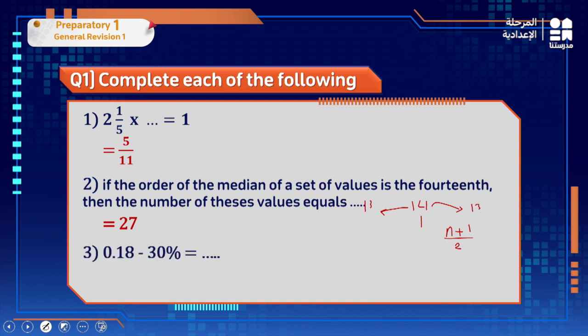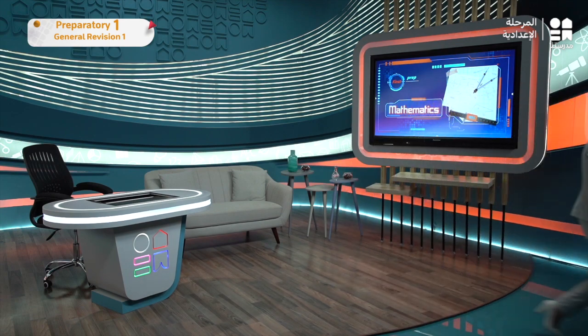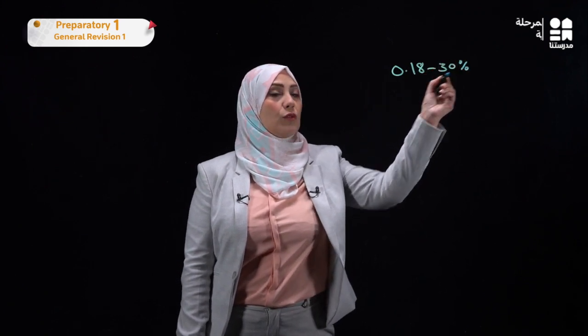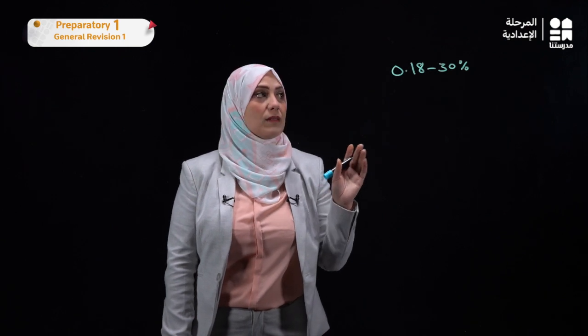Number 3, 18 hundredths or 0.18 minus 30%. Let's do it on the glass board to be clear. If we have this example, which is 0.18 minus 30%. First of all, we have to write both of them in the same form.